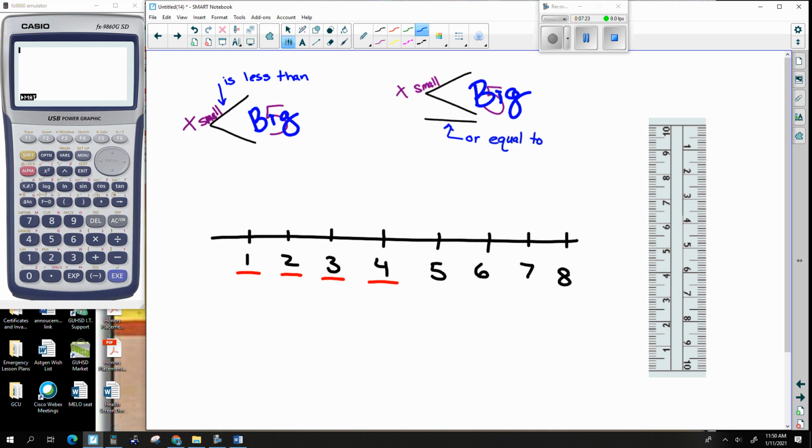Okay, now, because it's less than, we're talking about these numbers 1, 2, 3, 4, etc. If it is less than or equal to, that means or equal to. That means the number can be 5 itself.